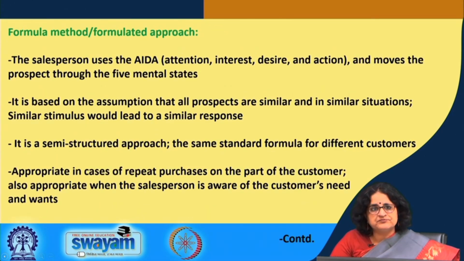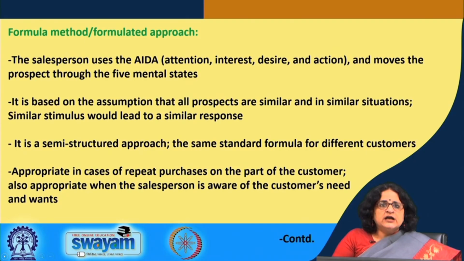Second is a formula method or a formulated approach, where the salesperson uses the AIDA or the attention, interest, desire and action model and moves the prospect through the five mental states. It is based on the assumption that all prospects are similar and in similar situations, and the similar stimulus would lead to a similar response. It is a semi-structured approach.